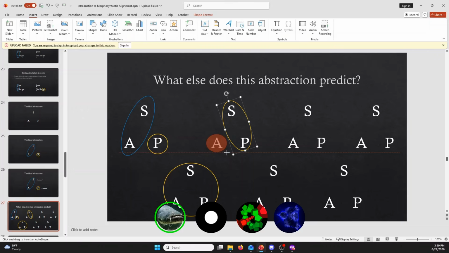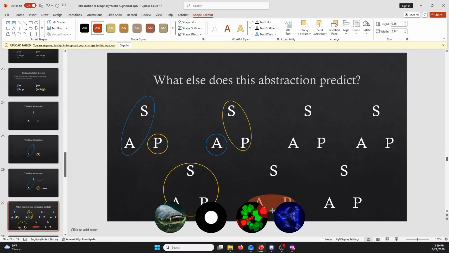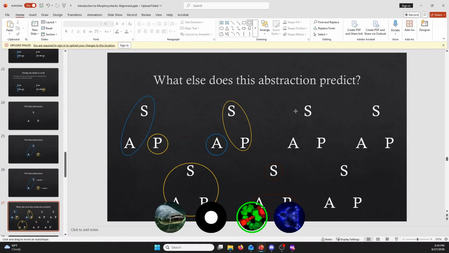So what was the first one that we said? A and P together. And then that would mean that we just have this lonely little S all the way out here. Okay, I don't know if you can see that color. I don't know why that's the default color. And then what was the other one? All individually. All individually, thank you.